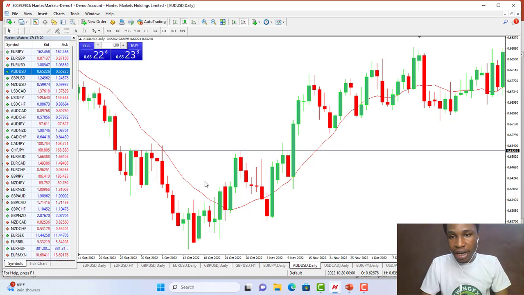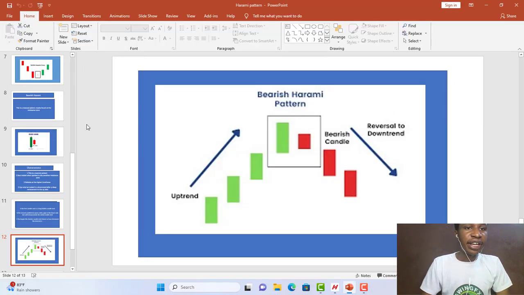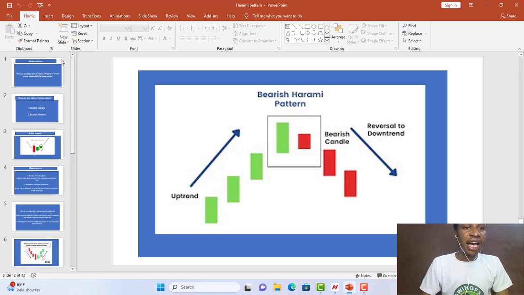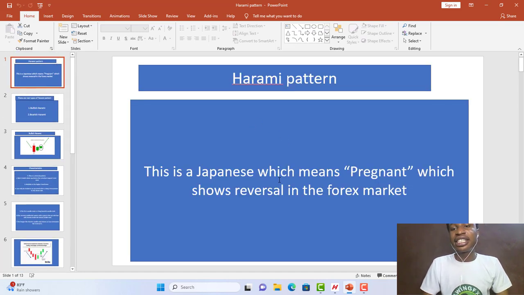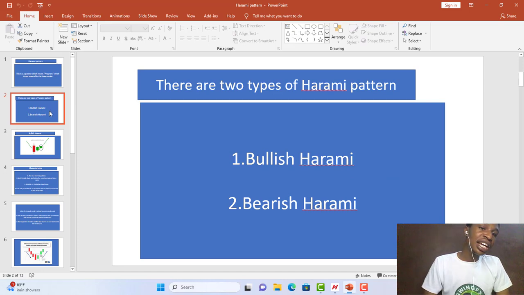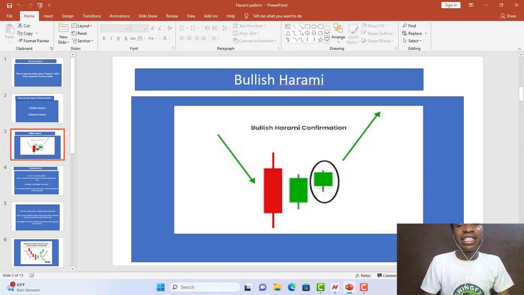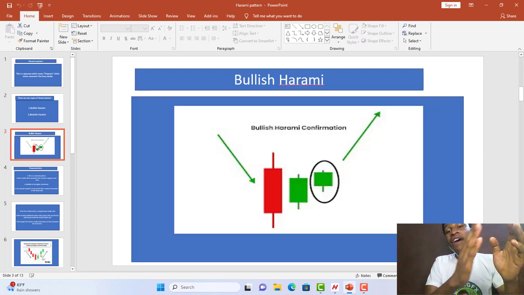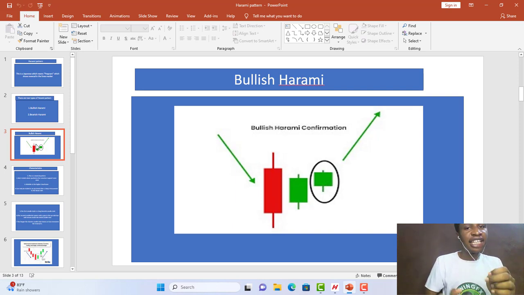So as a way of recap, we started with the Harami pattern. This is a Japanese word which means pregnant, and we have two types. We have the bullish harami and the bearish harami. The most important thing you got to know is that it's a reversal pattern, and this is how the bullish harami looks like after a very bearish candlestick. There is a gap. That gap must be there. Oh my goodness, that gap must be there. I'm saying what works for me, right?